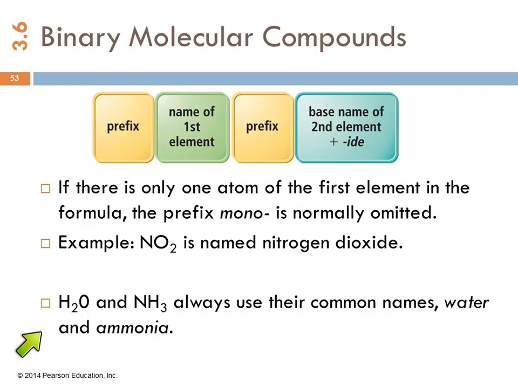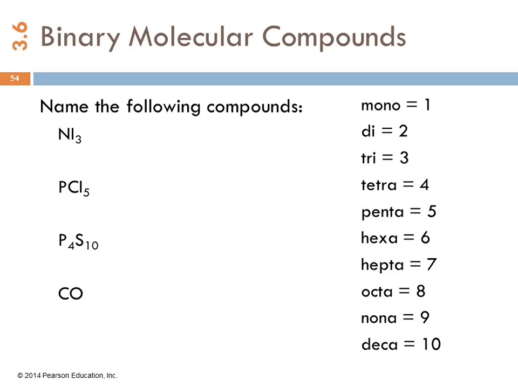This is important to note. These two compounds always use their common names. They do have systematic names, but nobody uses them. H2O is water, and NH3 is ammonia. Those two you need to memorize if you don't know them already. You can freak your friends out by offering them a glass of dihydrogen monoxide. It's not toxic at all.